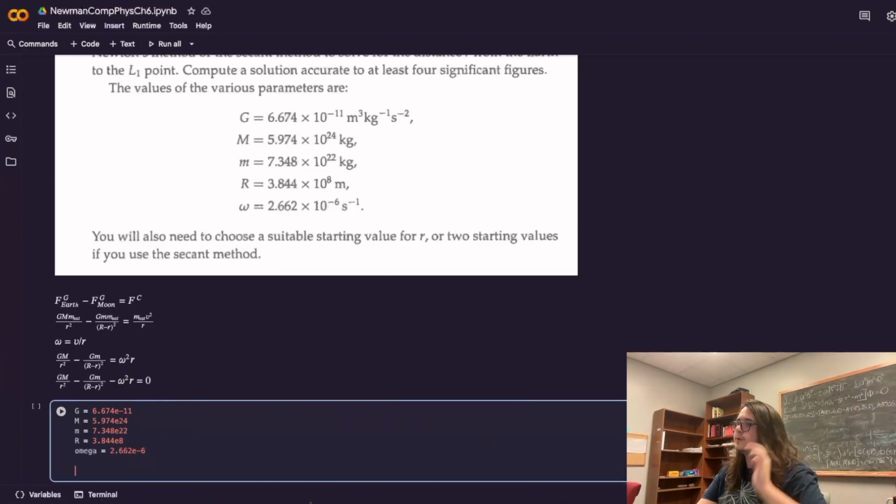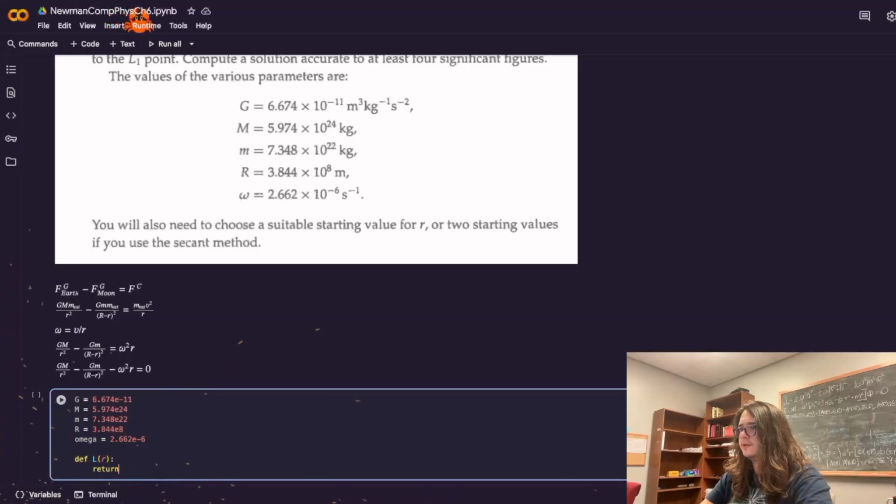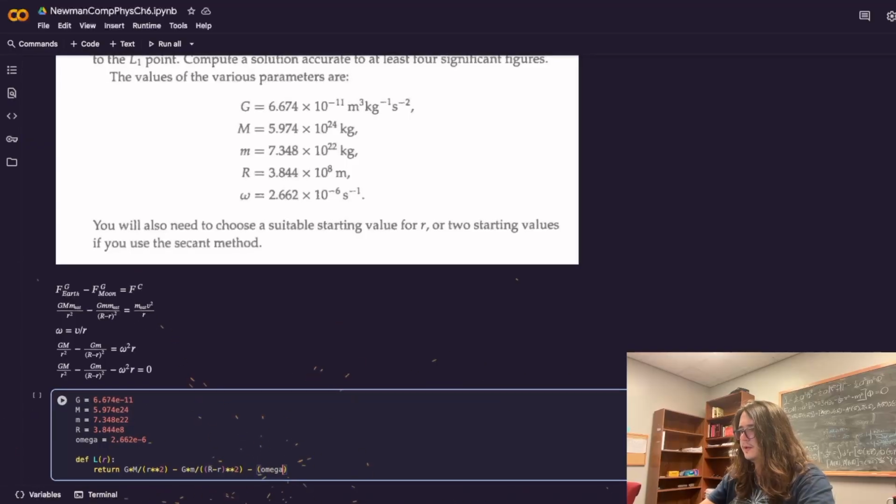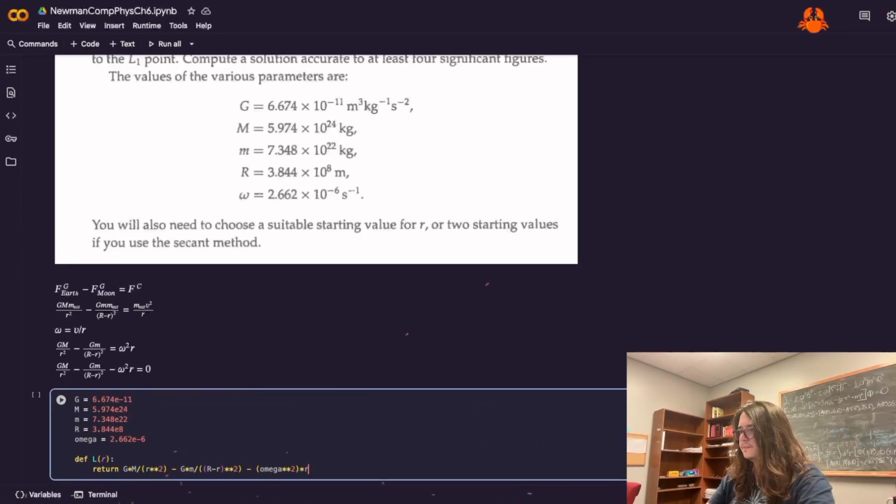Right, so this is Newton's method. You just define a function, which I'm going to call L for reasons. It's going to be a function of r, and it's going to return this equation here with 0 on the right-hand side. So it's returning G times M over, in parentheses, r squared, minus G times little m divided by, in parentheses, R minus r squared, minus, in parentheses, omega squared times r, right?